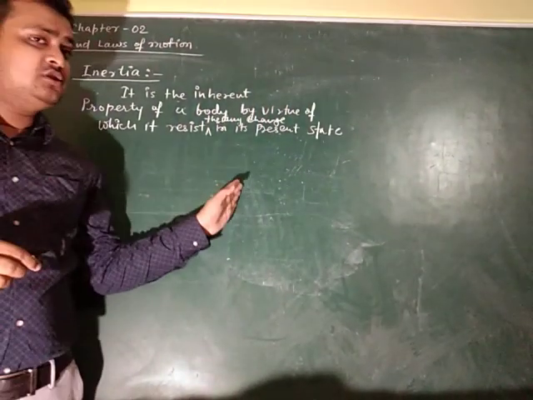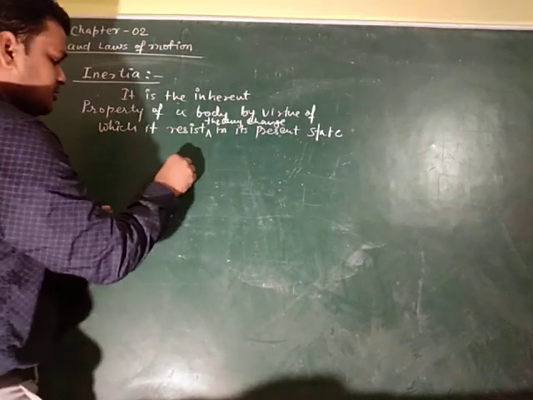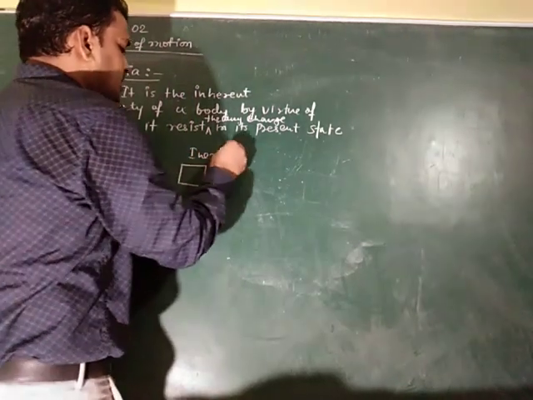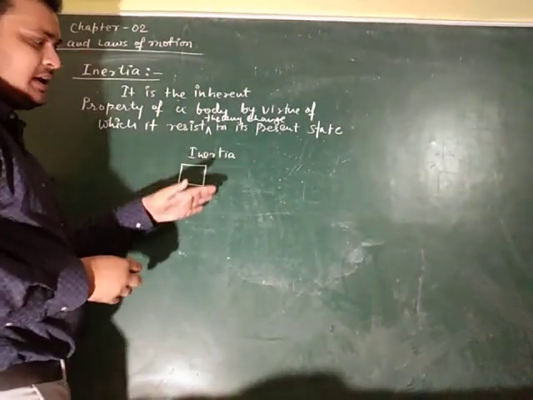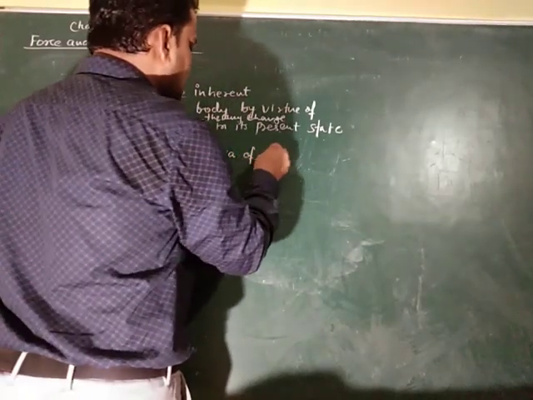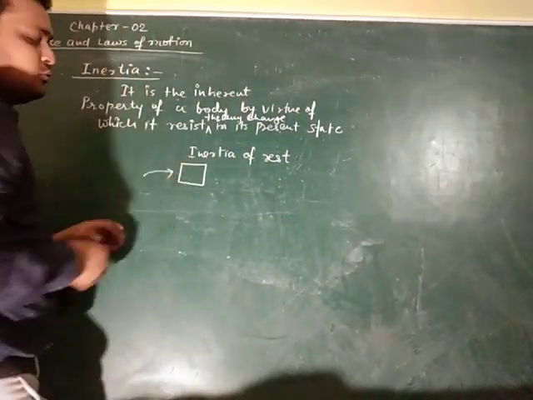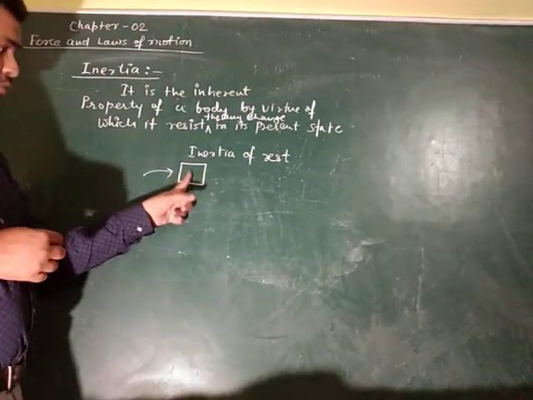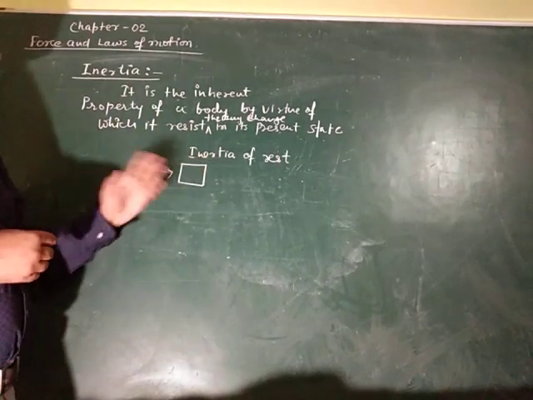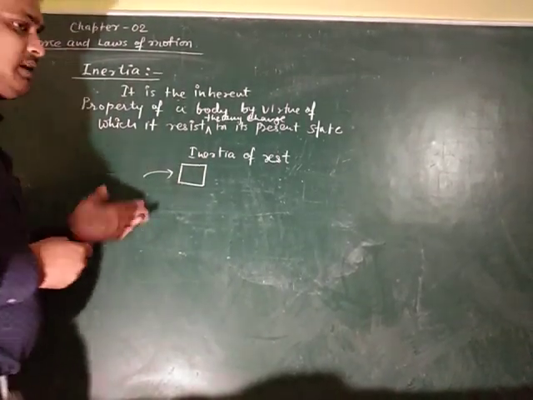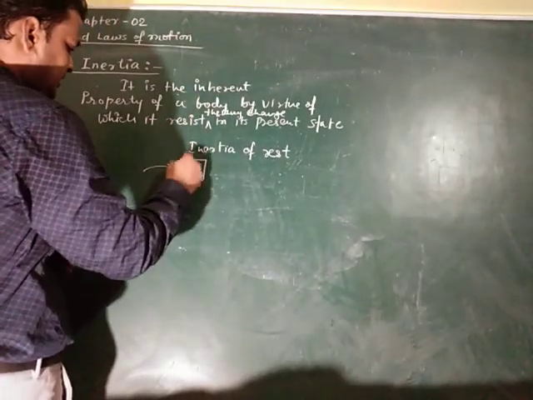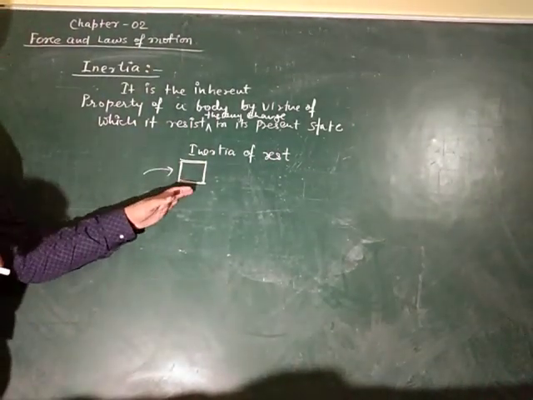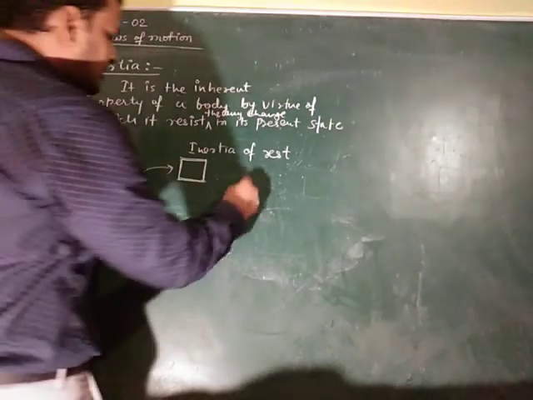It means any change means what? Suppose a body is at rest, then due to the inertia of rest, which inertia? Inertia is defined in many ways, so there are types of inertia. Due to the inertia of rest, the body will not change its state of rest. It will remain at rest unless a force is applied. Even after applying a proper force, it cannot change its rest state.